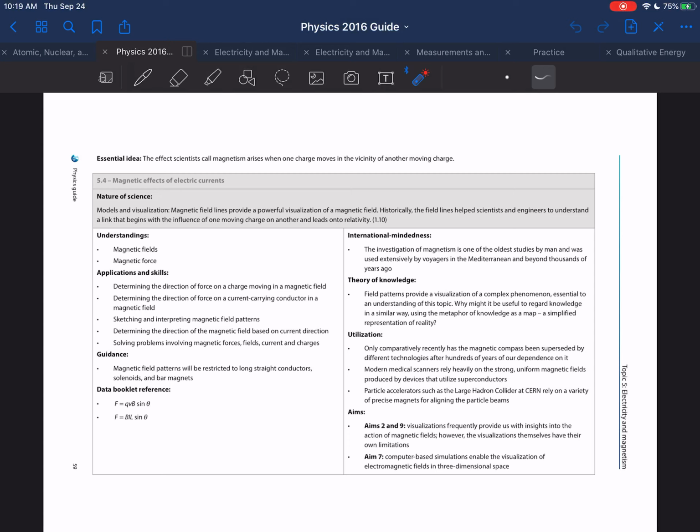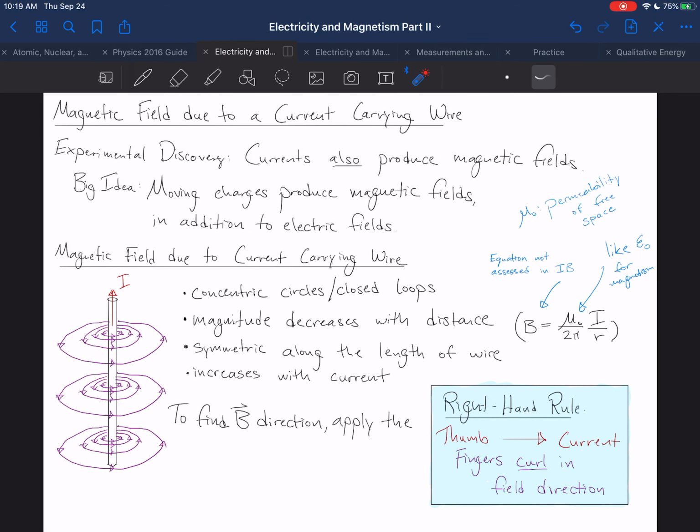Hello everyone! In this video we will continue to examine topic 5.4, the magnetic effects of electric currents, and in particular we will discuss the magnetic field of a current carrying wire. Alright, so at this point we are equipped to delve down into the fundamental source of magnetism. And it has a surprising answer right at the end of this. As it turns out, currents also produce magnetic fields. And actually, currents are the only things which produce magnetic fields.